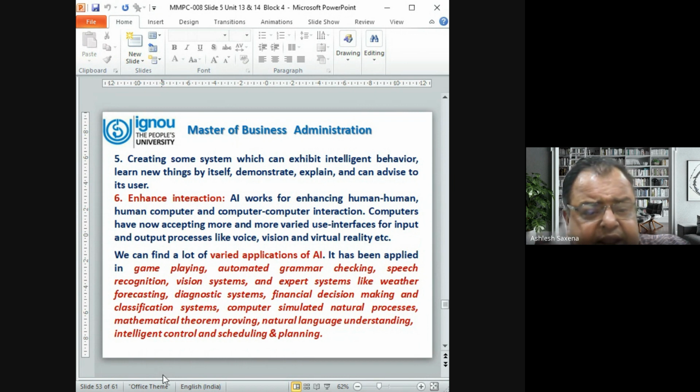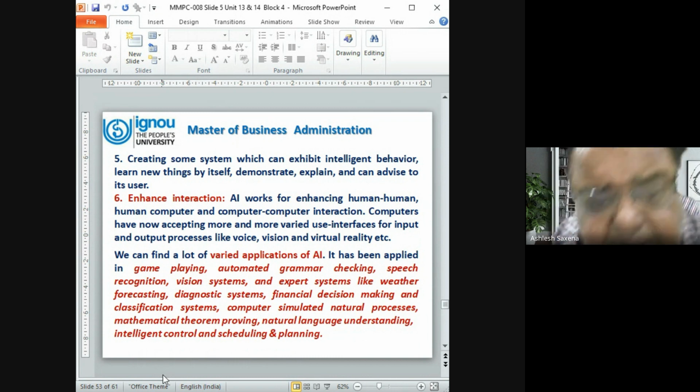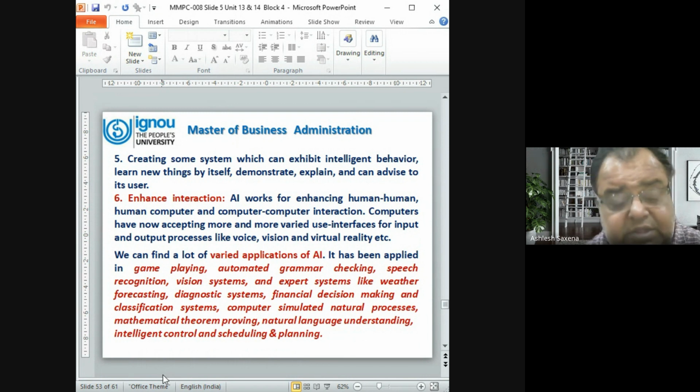Artificial intelligence works for enhancing human behavior, human computer, and computer computer interaction. Computers are now accepting more and more varied interfaces for input and output processes like voice, vision, and virtual reality, etc. We can find a lot of varied applications of artificial intelligence. It has been applied in gaming, game playing, automated grammar checking, speech recognition, vision systems, and expert systems like weather forecasting, diagnostic systems, financial decision making, and classification systems, computer simulated natural processes, mathematical theorem proving, natural language understanding, intelligent control and scheduling, and planning.